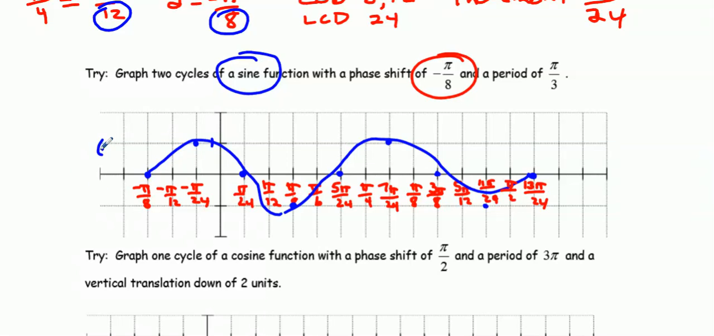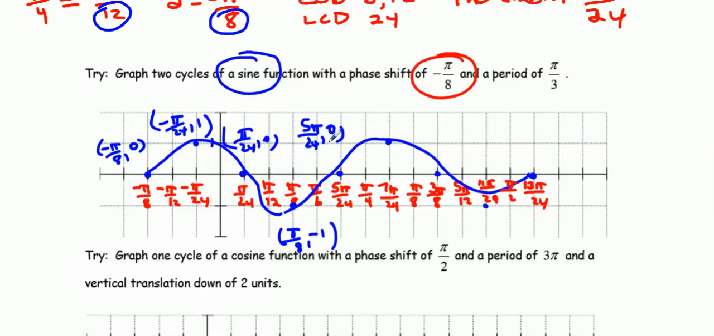5 points, so negative pi by 8, and 0, and negative pi by 24, and 1, and pi by 24, and 0, down here at pi by 8, and negative 1, and one more, 5 pi by 24, and 0. Okay, 5 points labeled. If I had the equation, I would put it on there, but I don't, so that's okay.